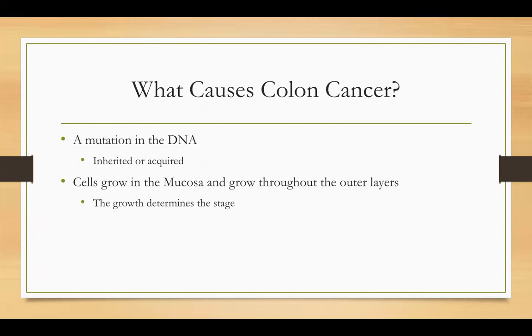And colon cancer usually starts in the innermost layer, the mucosa, and cells grow in the mucosa and they can spread throughout the layers. They can go through all of them or just some of them. And if they do make it through all the layers, they can also spread to other organs throughout our body. And typically, the stage of colon cancer depends on the growth of these cells. And colon cancer stages typically range from 1 to 4.